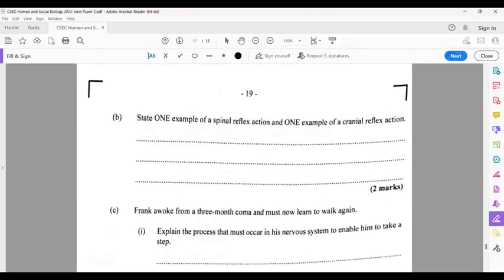State 1 example of a spinal reflex. And one example of a cranial reflex. Spinal reflex happens on your body. A cranial reflex happens on your head. Anything happening on your head, your eyes, your nose, your mouth, that will be a cranial reflex. Everything from your neck downwards, your arms, your legs, your torso, that's your body. That's your spinal reflex.